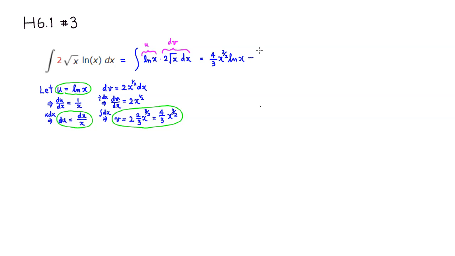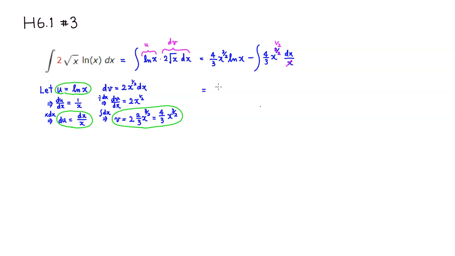By minus, then we're going to have a v, which is this guy, 4/3 and x to the 3/2, and then dx over x. So we can cancel x to the 3/2 power divided by x. That cancels one of them, so this is going to be x to the 1/2 power. Then we can just evaluate that using the power rule.